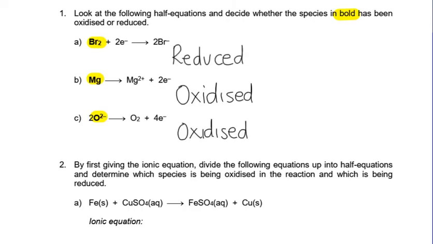So there we go, bromine has been reduced, it's gained electrons. Magnesium has been oxidised, it's lost 2 electrons. And oxide ions, O2-, have been oxidised. Be careful, it's not oxygen. Oxygen's on the right. Oxide ions have been oxidised.